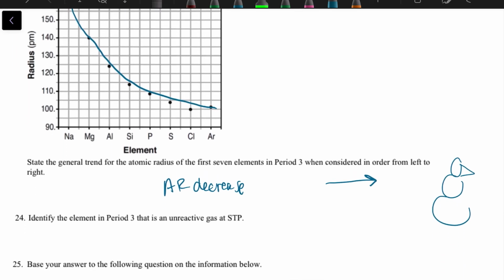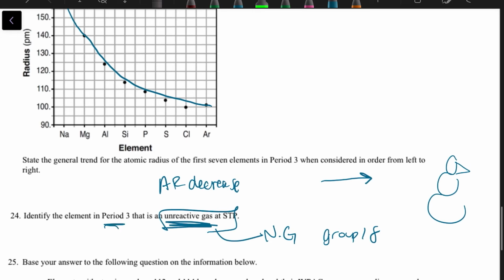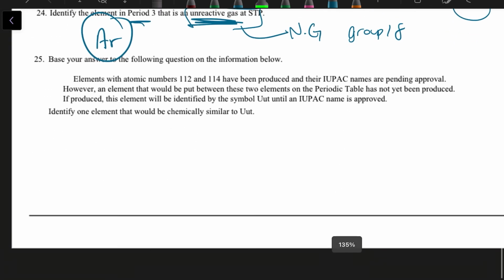Number 24, identify the element in period 3 that is an unreactive gas. Unreactive gas, we are talking about our noble gases. So that is group 18. So the element that is in period 3, group 18 is going to be argon, Ar. Again, that's all you need to write, just the symbol or even just the word.